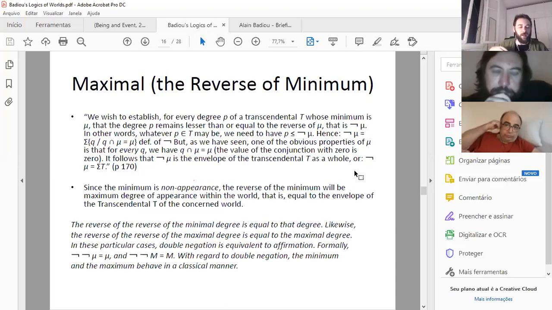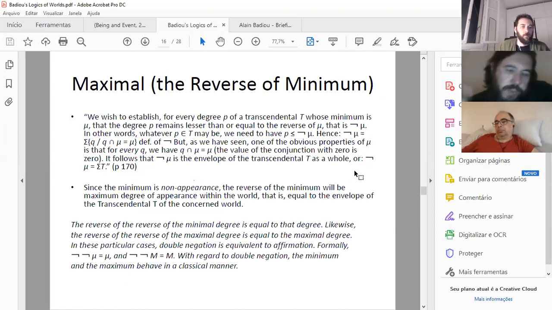Yeah, you actually get a bound. To get a bound means that the stability of the world is part of the world. You can get a value of appearance for the very stability of the world as such. But just a question here. He says, since the minimum is non-appearance, the reverse of the minimum will be the maximum degree of appearance within the world, that is equal to the envelope of the transcendental T of the concerned world.